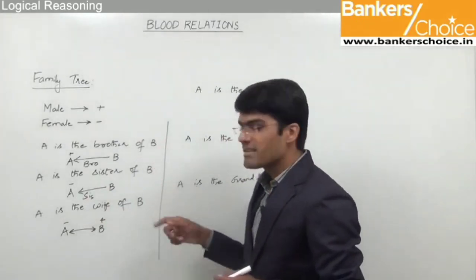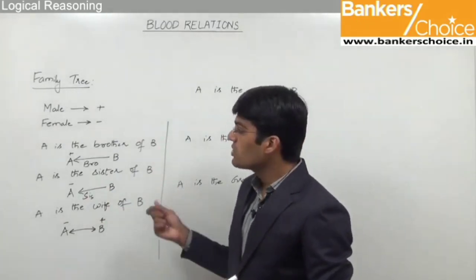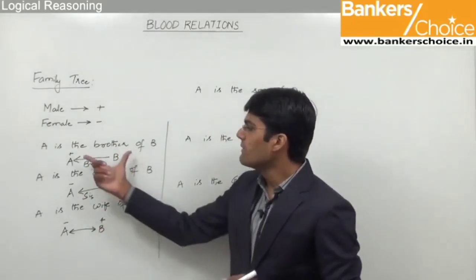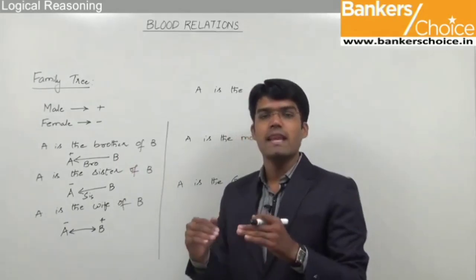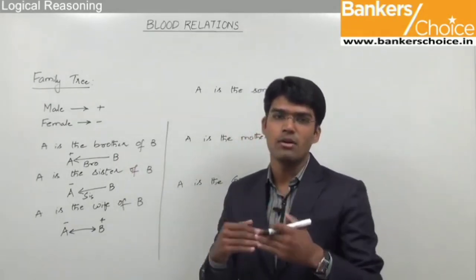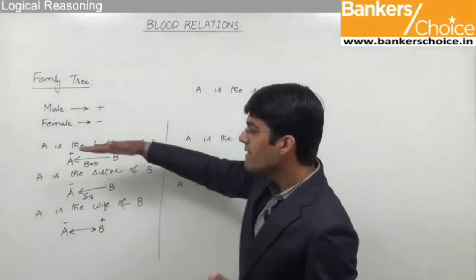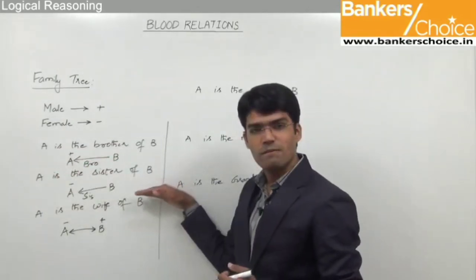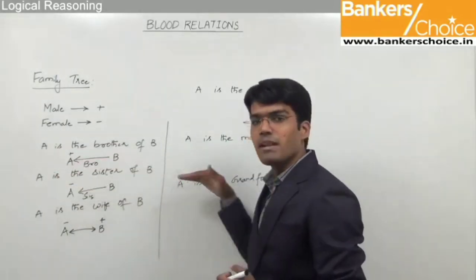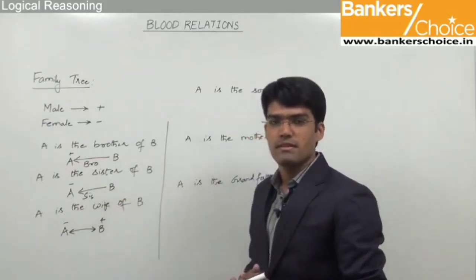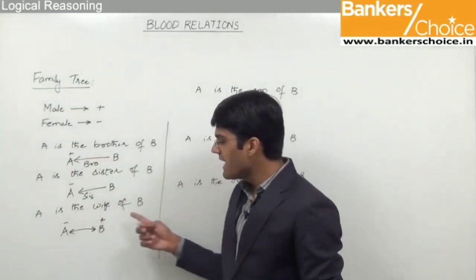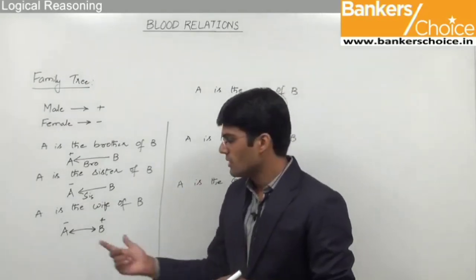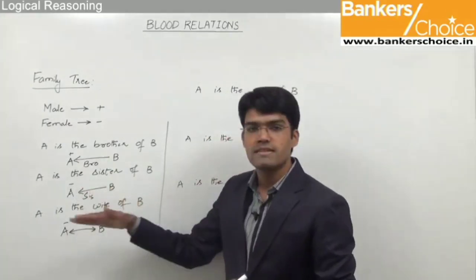One more point which we need to understand in these three cases is there is no generation gap between the two persons A and B. For example, when we say A is the brother of B, A and B are siblings, that is, they belong to the same generation. So that is the reason we show them on the same level. Similarly, in case of A is the sister of B, we have shown them on the same level, because they belong to the same generation. And even in the last case, that is A is the wife of B, these two persons are of the same generation. So they always should be represented on the same line.